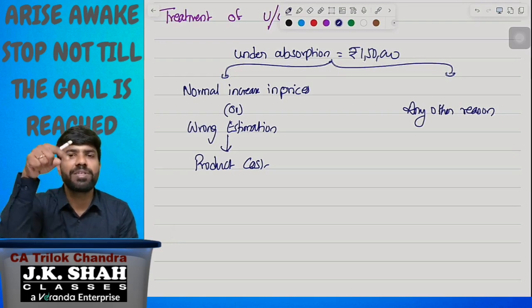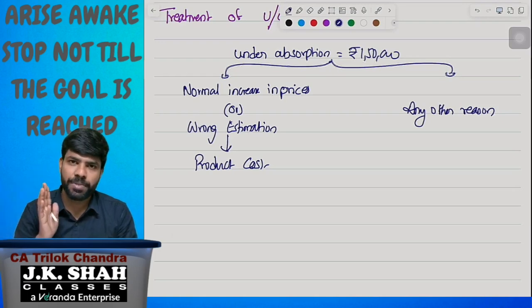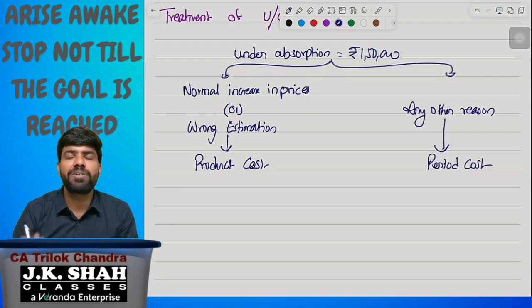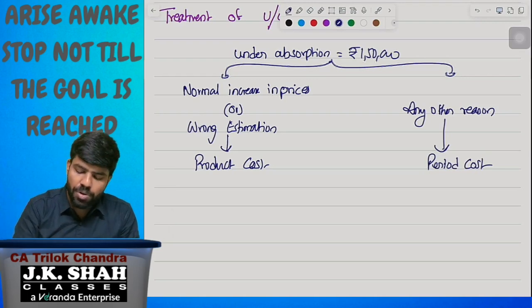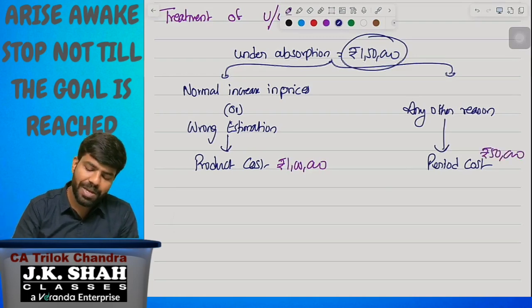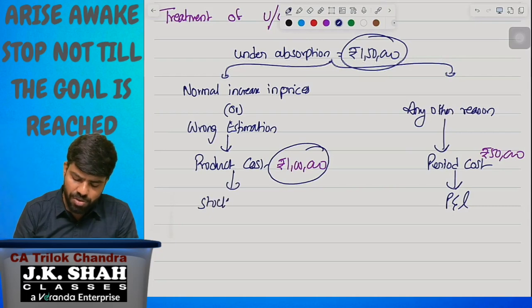Please understand, 1,50,000 is under accounted. The reasons for that can be two. Number one, wrong estimation or normal price increase: classify the cost as the product cost and consider it for the stock valuation. Any other reason, classify it as the period cost. If you classify it as period cost, we'll directly transfer it to the P&L account. Let me take an example. Out of 1,50,000, 1 lakh rupees is a product cost and 50,000 is a period cost. Just an example I am taking. This 50,000 rupees is directly transferred to the P&L account, whereas this 1 lakh rupees will be considered for the stock valuation.